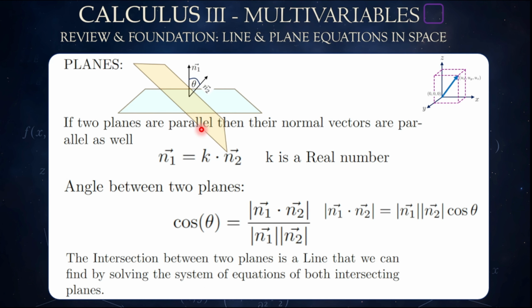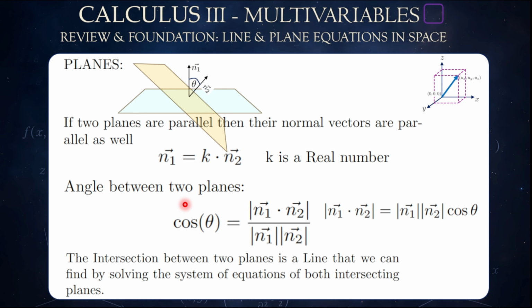If two planes are parallel, then their normal vectors are parallel as well. So n1 would be equal to k times n2. In other words, what differentiates the two normal vectors is the scale. Why? Because they are going in the same direction, so they are almost the same. What's different is the scale, so one is longer than the other, or vice versa. k, of course, is a real number.